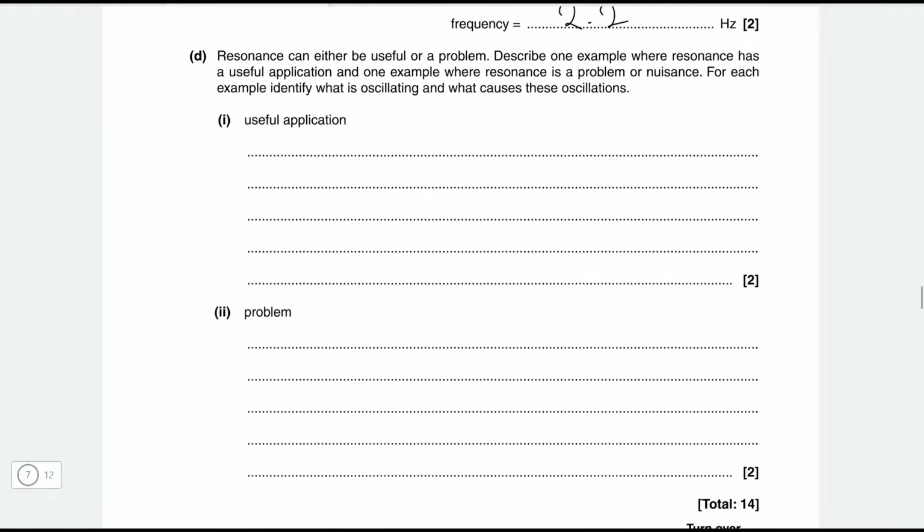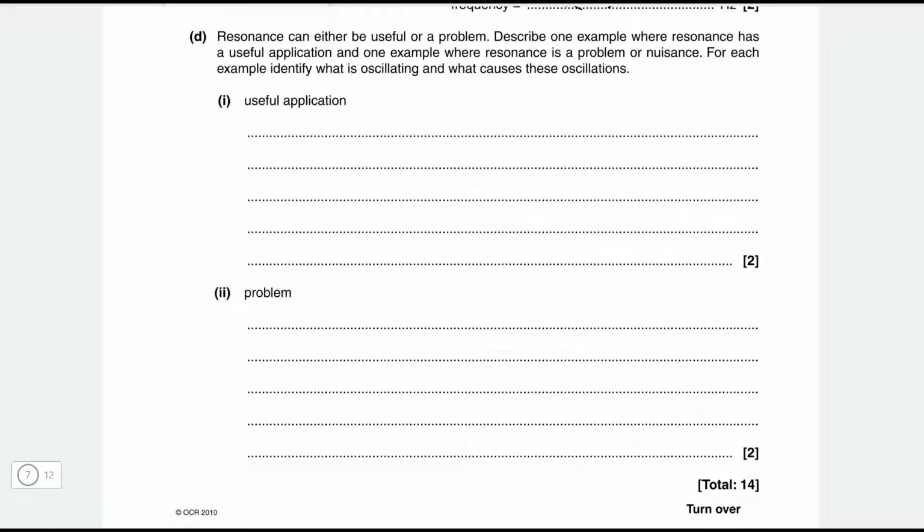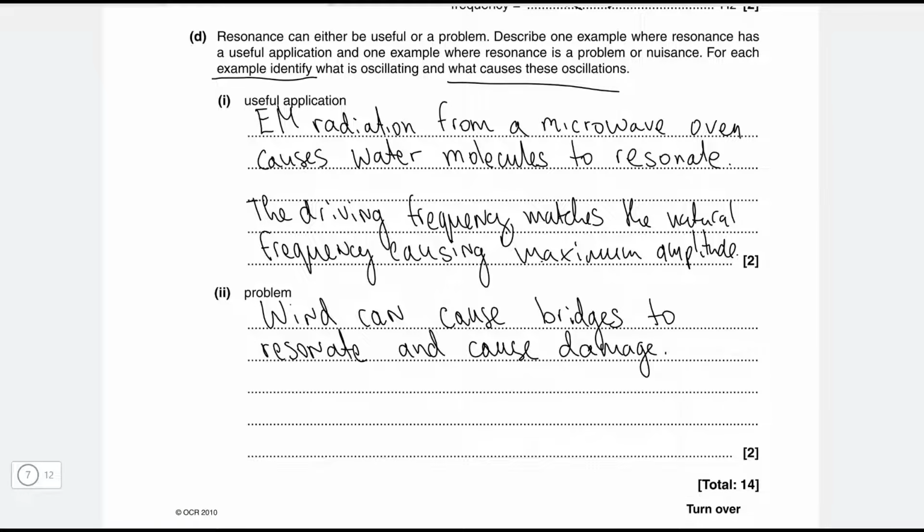Okay, next one, which is about resonance. Resonance can either be useful or a problem. Describe one example where resonance has a useful application and one in which it is a problem. For each example, identify what is oscillating and what causes these oscillations. Okay, and here's my answer. So for a useful application, I've chosen microwaves. There are many different ones that you can choose. Have a look at the mark scheme for some more ideas.